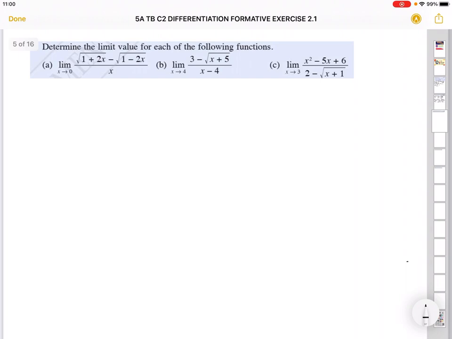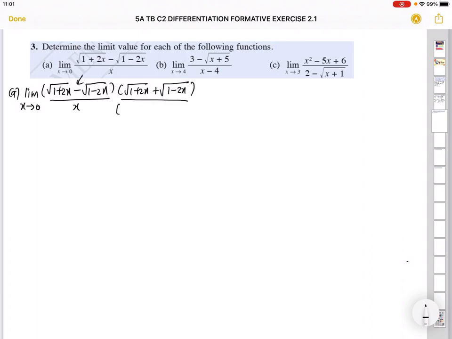Now, how do you simplify surds? We can simplify surds by multiplying top and bottom with its conjugate. So this is square root 1 plus 2x minus square root 1 minus 2x divided by x. The conjugate of this, now this is a minus sign, take note, I had to put a plus sign. It's like a twin brother or twin sister, if you like. So it has to be the opposite. And you need to multiply top and bottom with the same thing, right? So this is 1 plus 2x, 1 minus 2x.